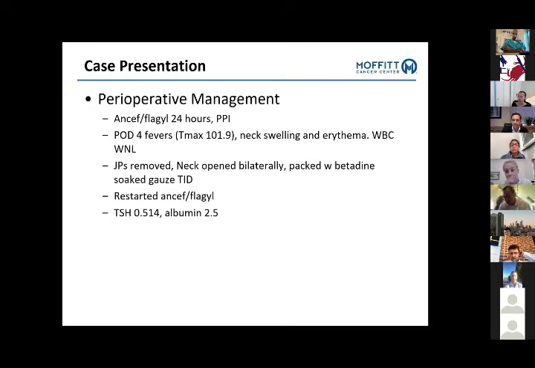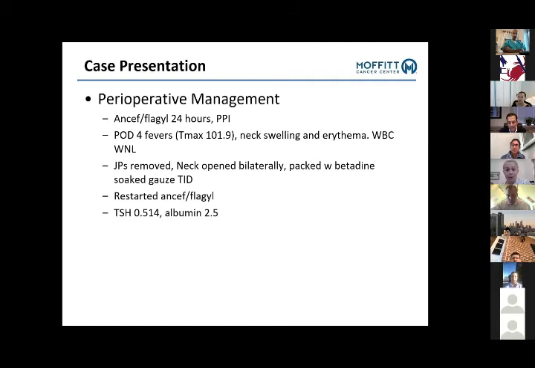So I took out the drains and opened up the neck on both sides and packed with betadine, with copious salivary drainage from both sides. I like betadine soaked gauze for when it's starting out red, when he's having fevers and it looks actively infected. I'm sure that's not evidence-based, but when it's actively looking infected on top of just a pharyngocutaneous fistula, fevers, erythema, I like to start out with betadine soak packing.